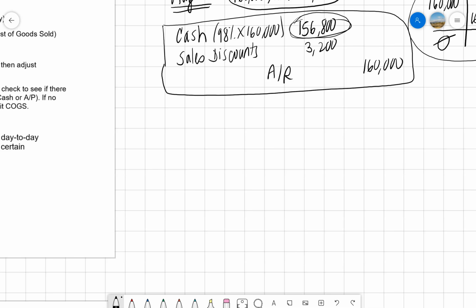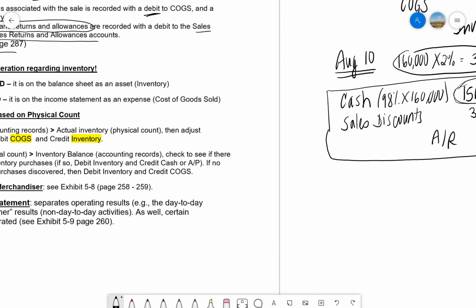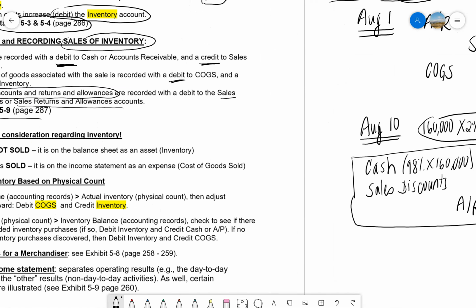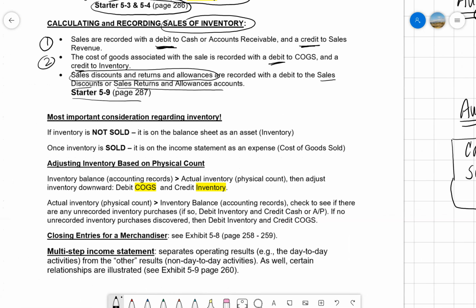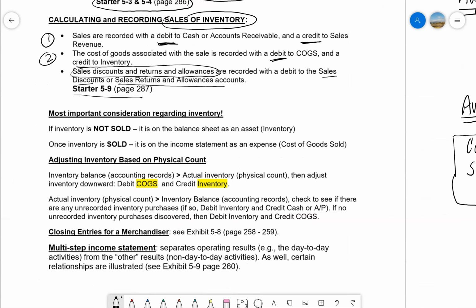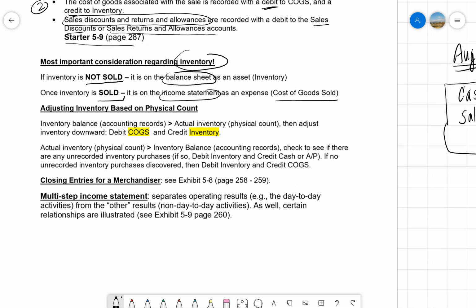So let's go back to our handout and look at the next part of our handout, just some minor items. If we think about inventory, inventory that's not sold is going to be on our balance sheet at the end of the year as an asset. Any inventory that is sold is going to show up on our income statement as our cost of goods sold, our expense. Now, the textbook also talks about adjusting inventory based on a physical count.